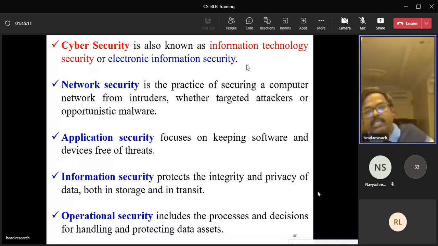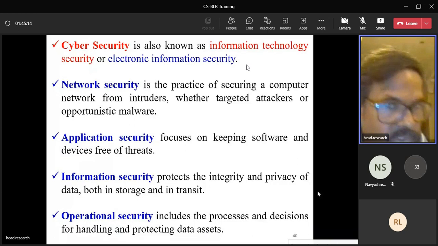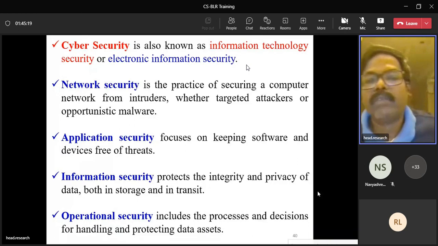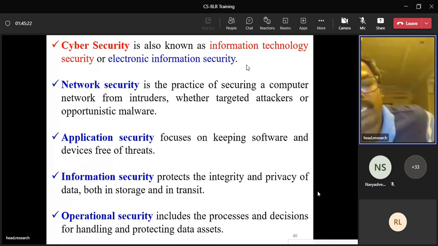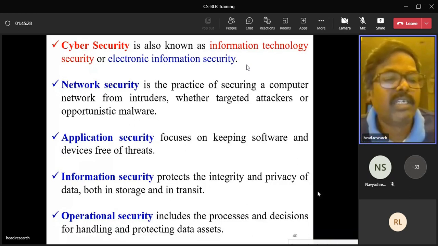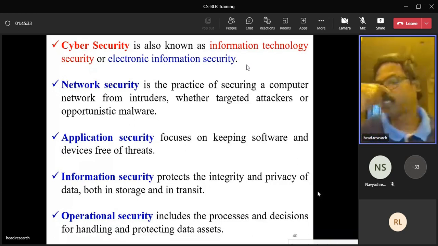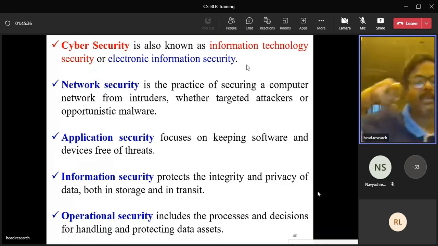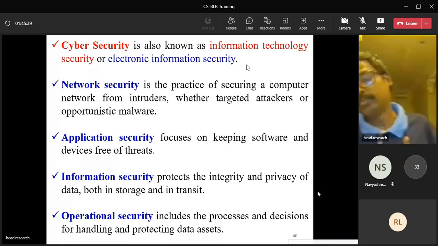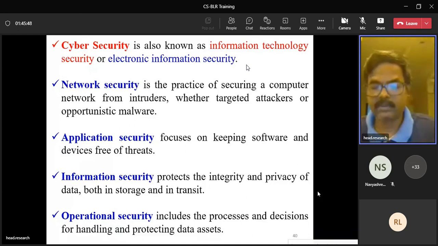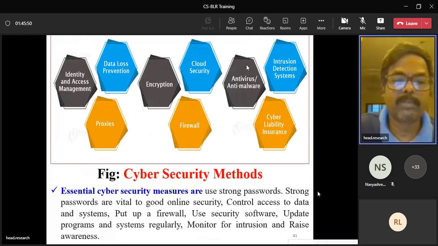So network security is the practice of securing computer networks from intruders, attackers, malicious attackers, cyber criminals, whether targeted attackers or opportunistic malware. Application security focuses on keeping software and devices free of threats. Information security protects the integrity and privacy of data, both in storage and in transit. Operational security includes the processes and decisions for handling and protecting data sets. So these are the cyber security methods.